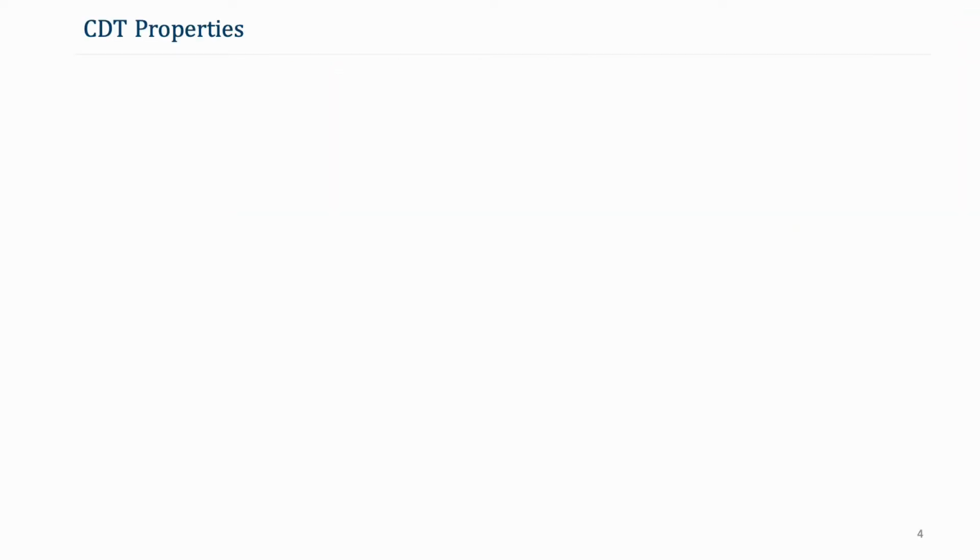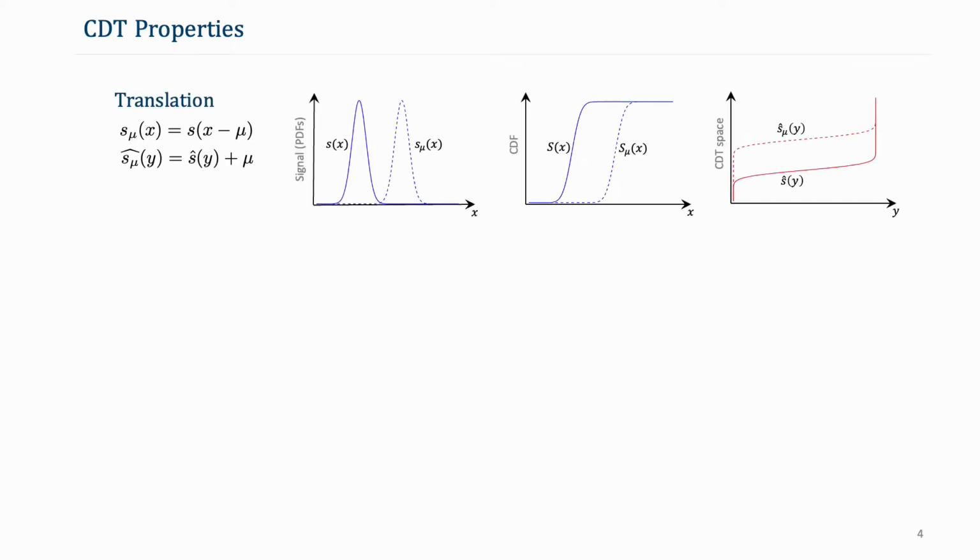Just like the Fourier transform, the CDT has certain mathematical properties, as we explained before. The simplest one to understand is the so-called translation property of the CDT. Let's imagine we have a signal S of x here, and a translated version of the signal, S mu of x, which is simply the original signal translated by mu. We have derived that the transform of this translated signal is related to the transform of our original signal; the only difference is that we add this translation mu to the transform.